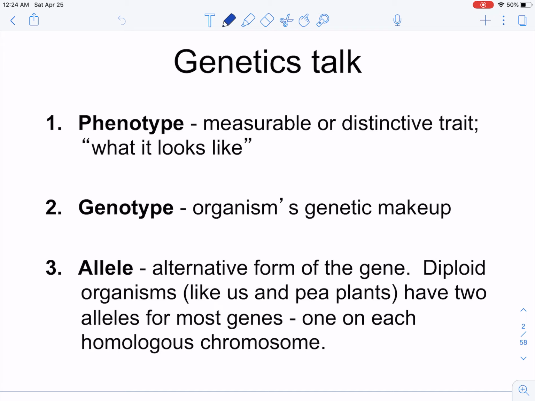A genotype is that organism's genetic makeup. What are the genes that lead to a particular phenotype? Typically, we'll have at least 2 copies of the same type of gene. You get one of those copies from your mother and one from your father, and they would be on homologous chromosomes. We'll talk a little bit more about that later.